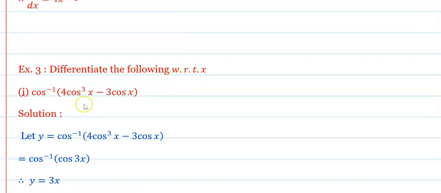Here we will apply the formula. What is the cos of 3x? Cos of 3x is 4 cos cube x minus 3 cos x. This formula has been applied here. I will write the formula here: cos of 3 theta is equal to 4 cos cube theta minus 3 cos theta, and hence similarly here cos of 3x.